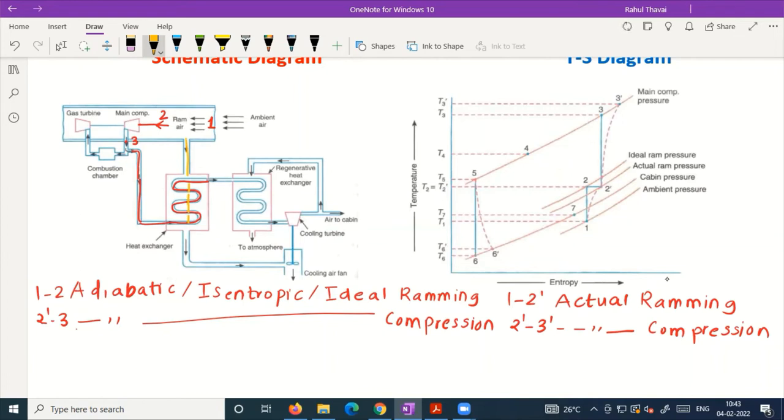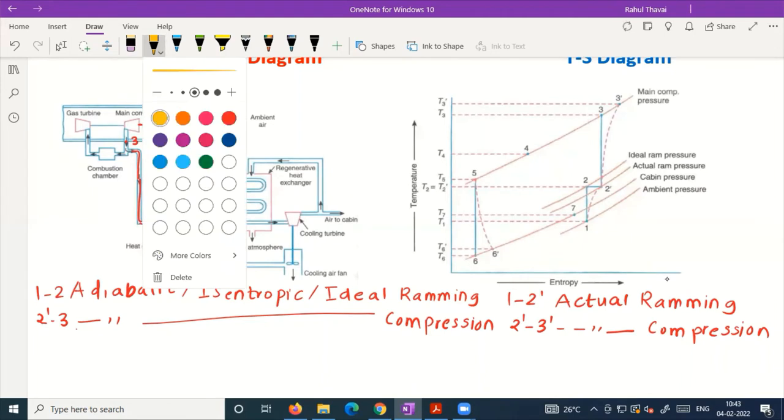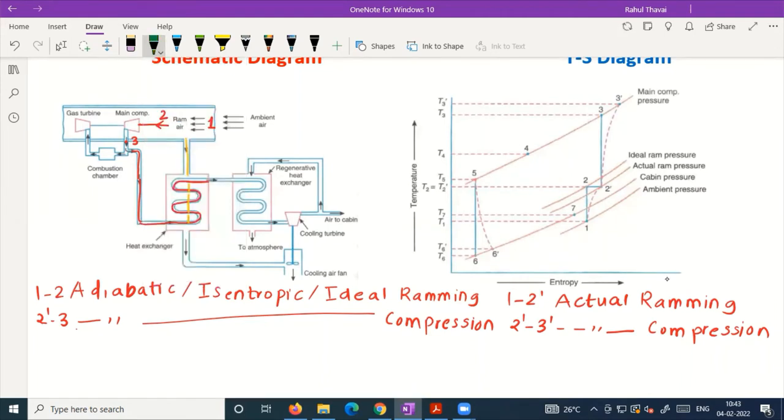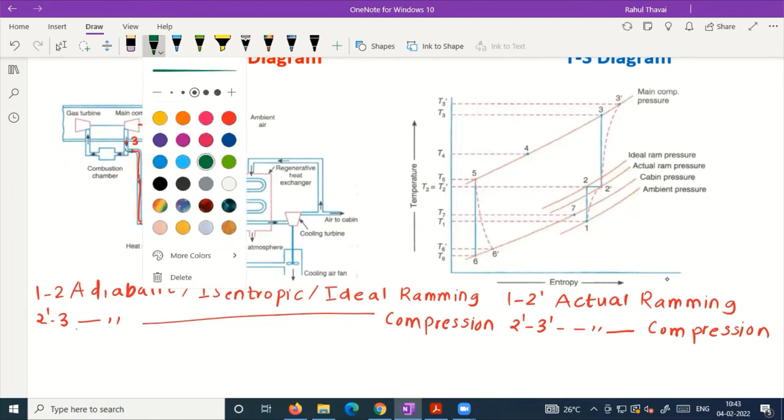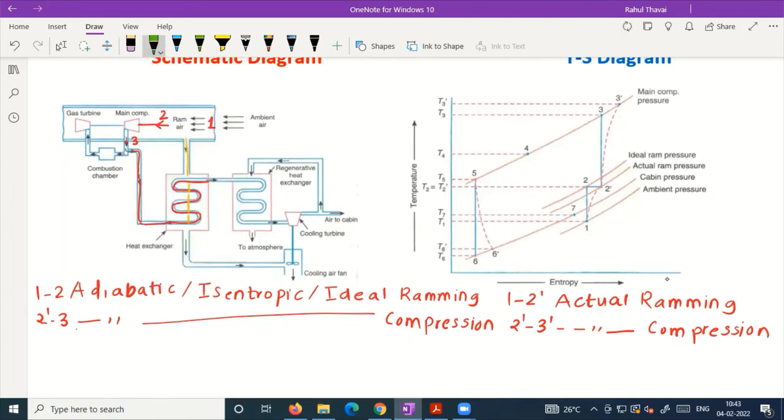So as a result, what happens? This compressed air gets cooled. So at exit, what are we getting? We are getting colder air. You can see this cold air we are getting, right? So let us plot this point as 4.